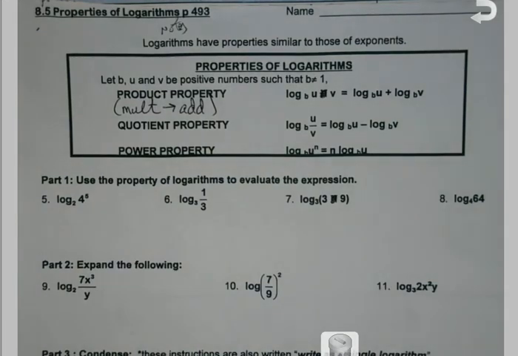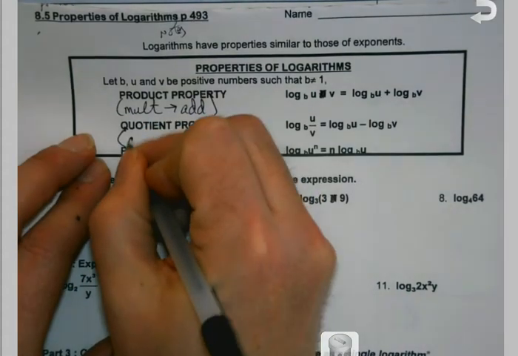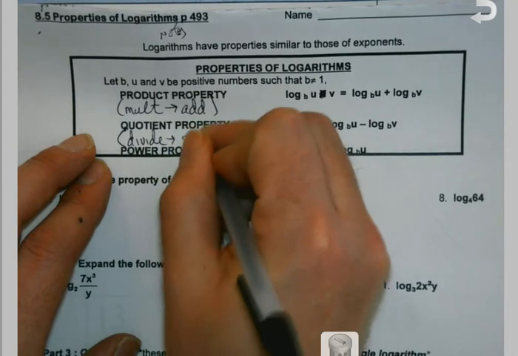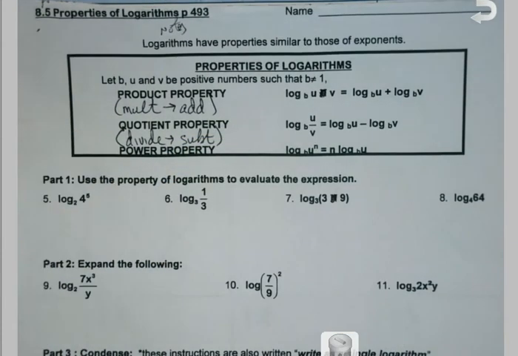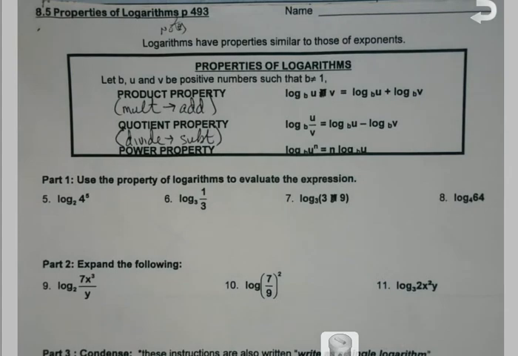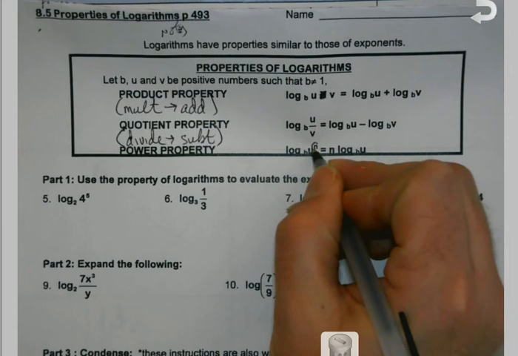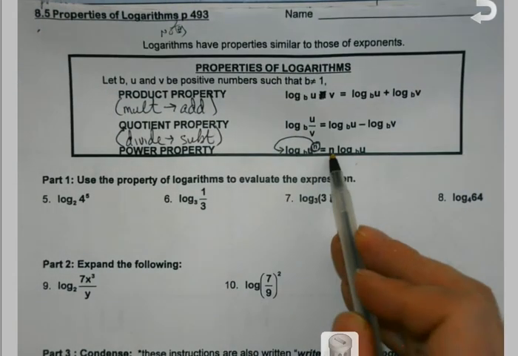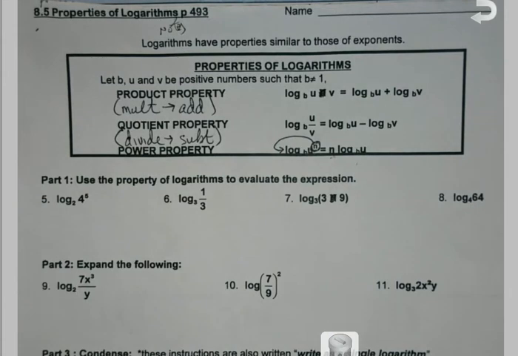so quotients, normally when we were dividing before, we'd subtract the exponents. And that's going to be the same thing here as well. Now the difference on power property, because before, power to power, we'd multiply the exponents. Not quite what we're going to be doing here. Basically what's going to happen here is if you have an exponent, it's going to swing back down to the front of your problem and become that particular log's coefficient. And we'll kind of explain how that works. But those are the three things we're basically going to be working with.